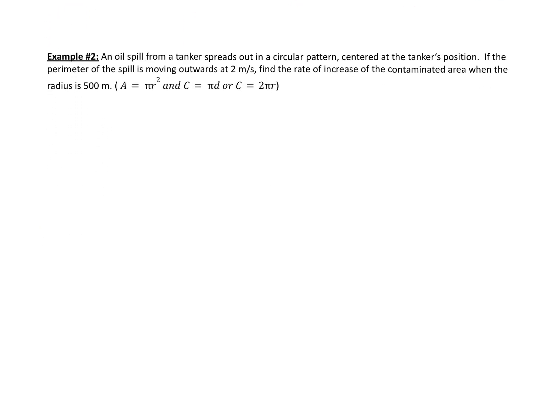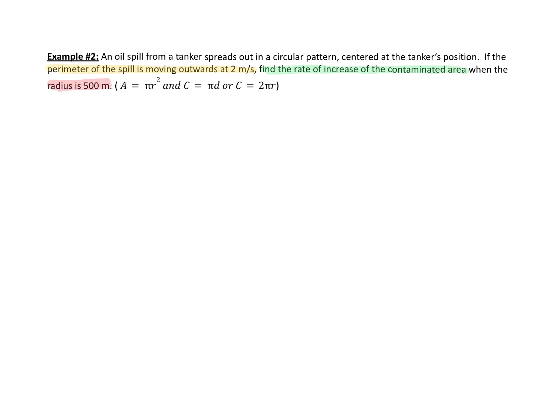Example number 2: an oil spills from a tanker and it spreads out in a circular pattern centered around the tanker's position. If the perimeter of the spill is moving outwards at 2 meters per second, find the rate of increase of the contaminated area when the radius is exactly 500 meters.